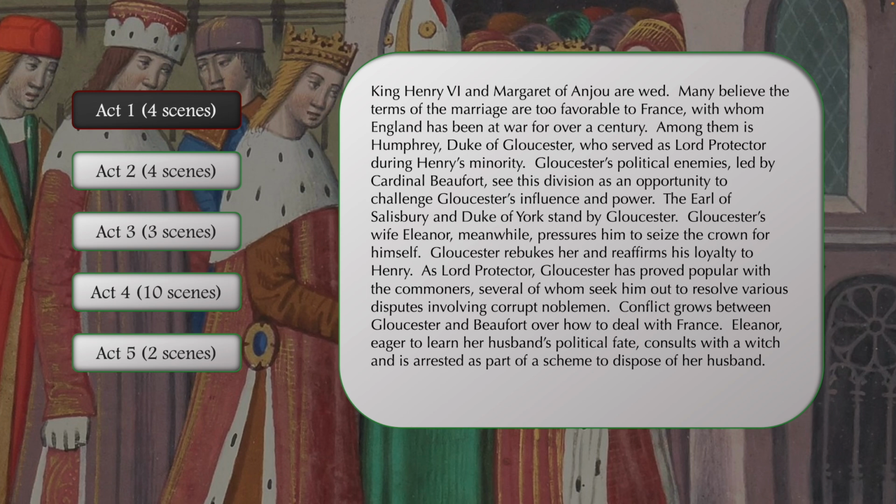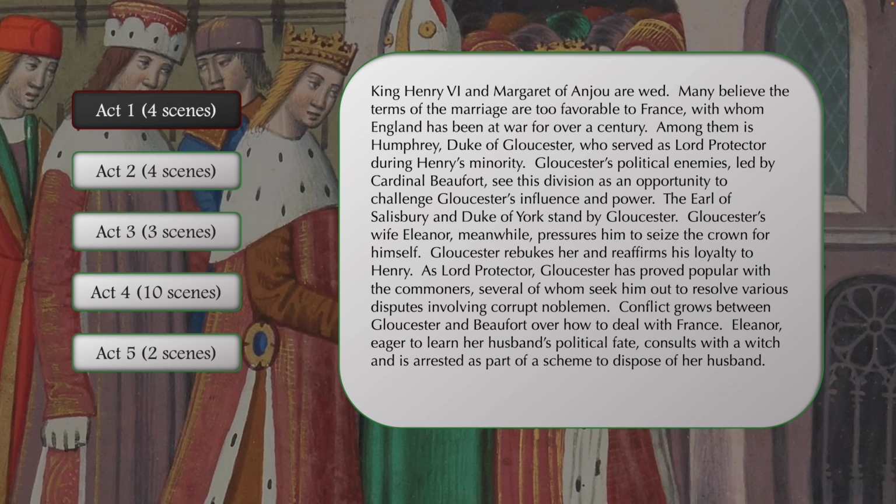So King Henry VI and Margaret of Anjou are wed. Many believe that the terms of the marriage are way too favorable to France, that the territories have been ceded to France, with whom England has been at war for over 100 years, going all the way back to Edward III. Among those who disapprove of this marriage is the Duke of Gloucester, who served as Lord Protector during Henry's minority. Gloucester's political enemies, led primarily by Cardinal Beaufort, see this division as an opportunity to challenge Gloucester's influence and power, and they see that right away.